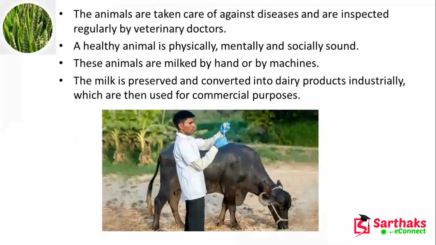The animals are taken care of against disease also. Because if they have the disease, then their milk may not be edible, so we are not going to use that type of animal. They should be inspected, and a healthy animal, physically, mentally, and socially sound, is what we require in our farm. And animals are milked by hand or by machines.